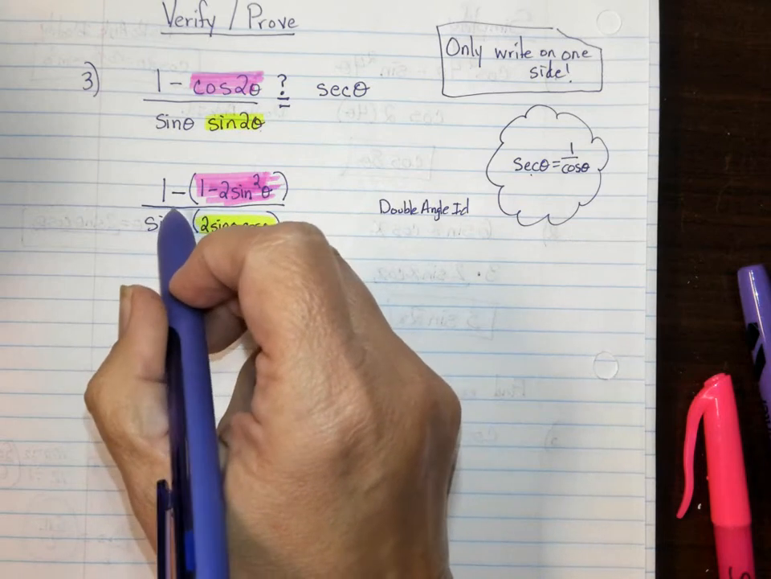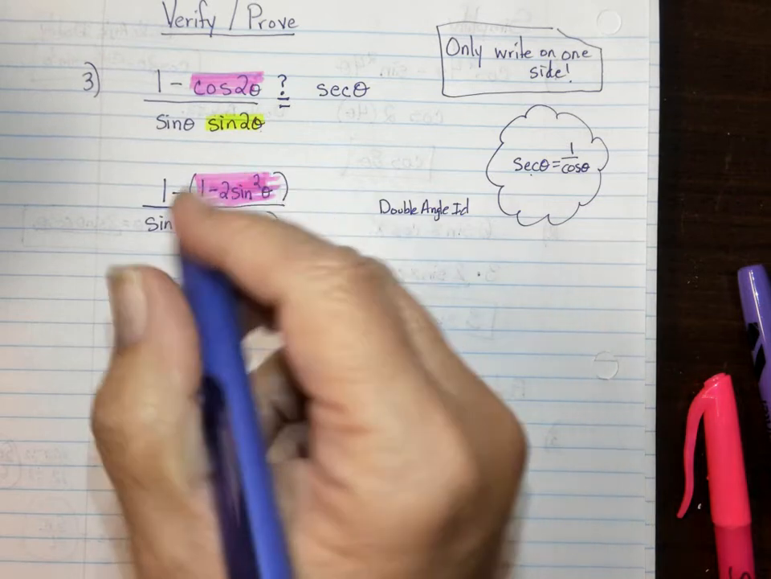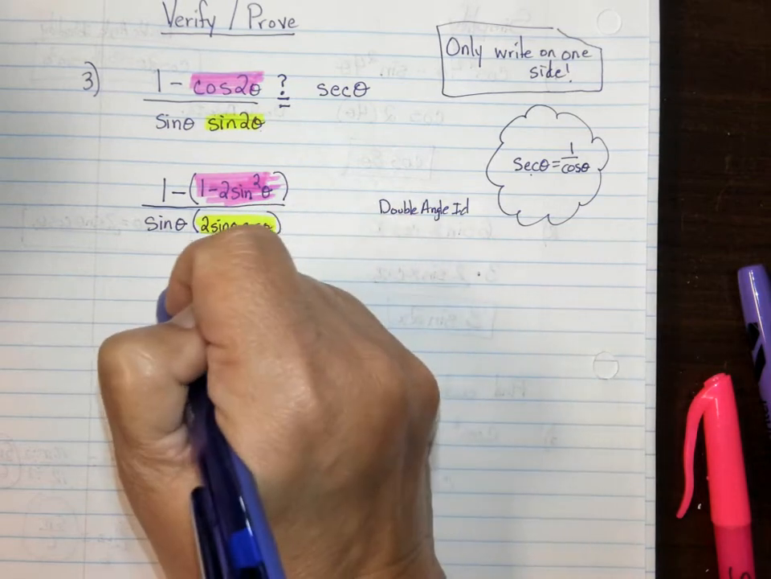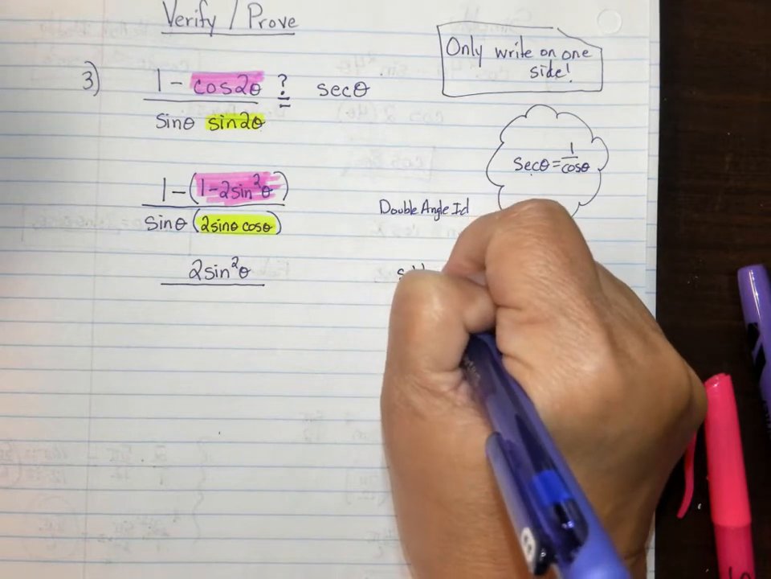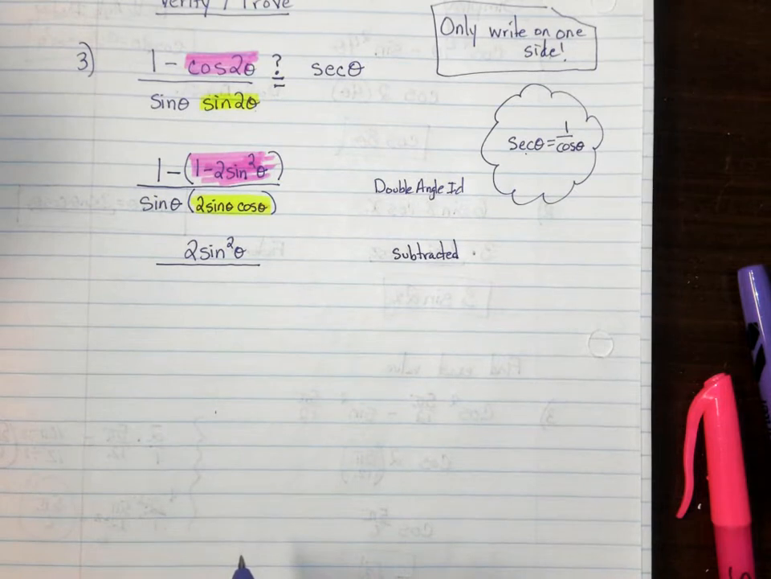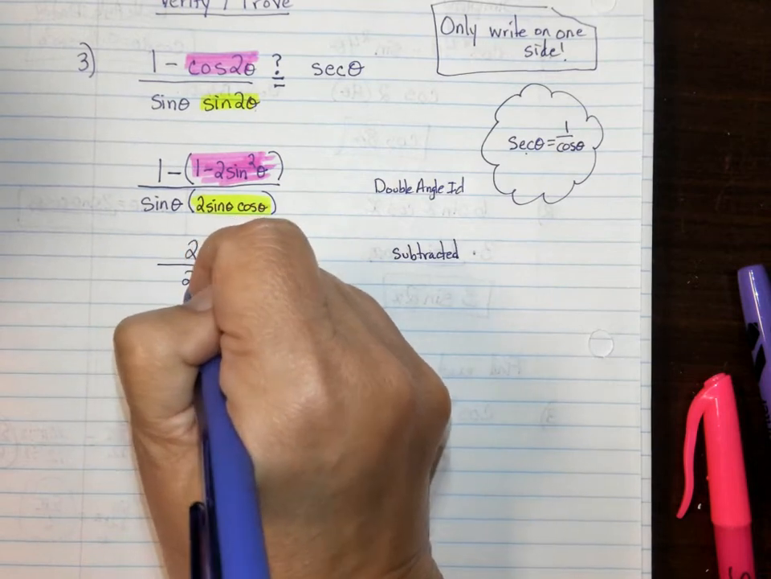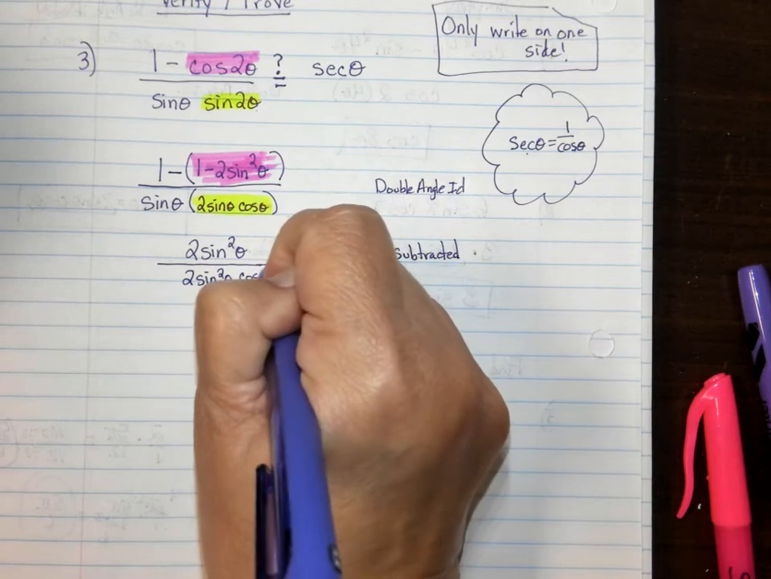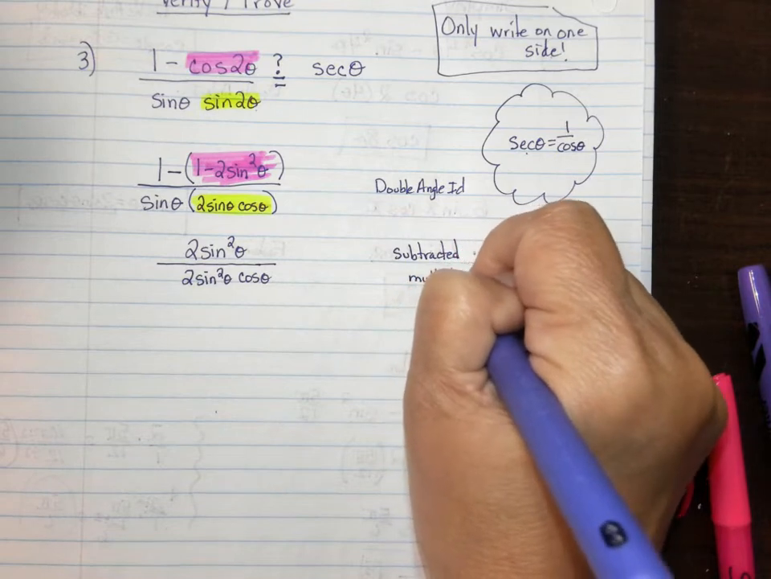All right, so now let me just do my subtraction. 1 minus 1 is 0, and then minus a negative becomes positive 2 sine squared theta. So what did I do here? I just flat out subtracted. And then I'm just going to rearrange this and multiply, and that'll be 2 sine squared theta cosine theta. So what did I do? I just multiplied.